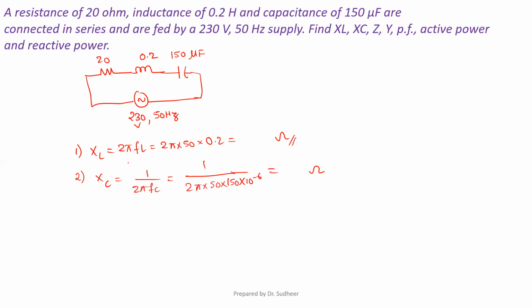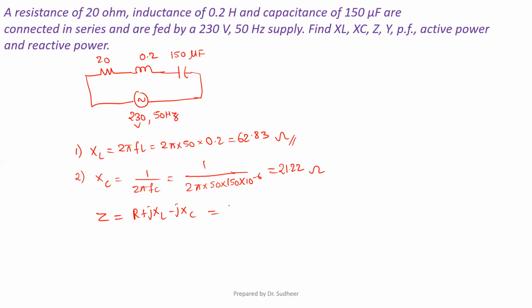So let us find out XL, that is 100 pi into 0.2, that is 62.83 ohms. What about XC? 100 pi into 150 microfarads. Take an inverse of this, you will get 21.22 ohms. I got XL, I got XC. Then what is Z? Z is equal to R plus jXL minus jXC.